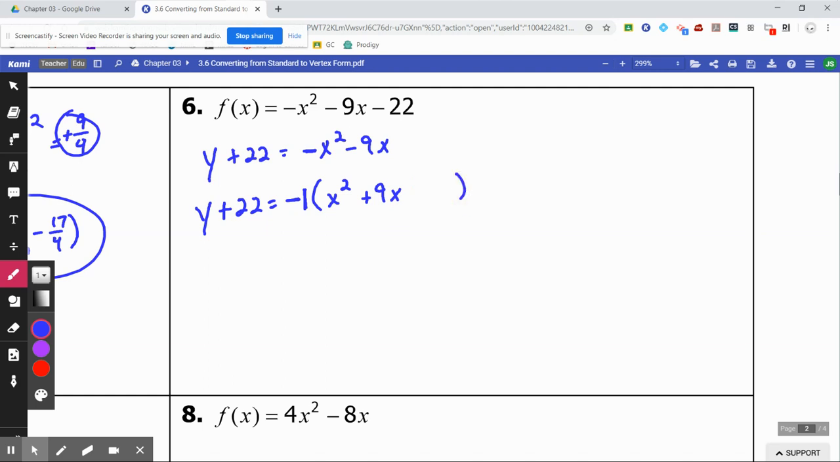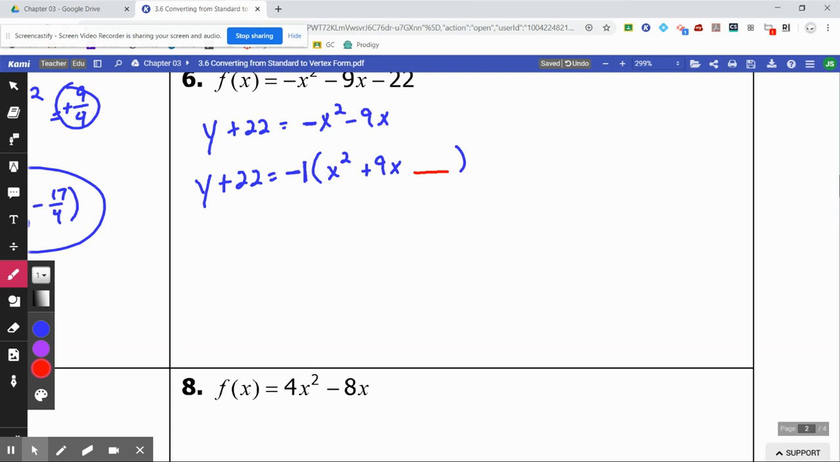And let's leave some space in there, because now that I have it factored, now I have to complete the square. So again, to complete the square, I'm going to take my 9. I'm going to take half of it by dividing by 2, and I'm going to simply square it, and I get a positive 81/4. That's what you're going to add to both sides.